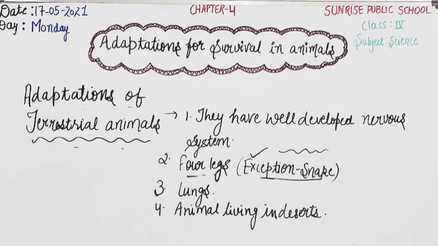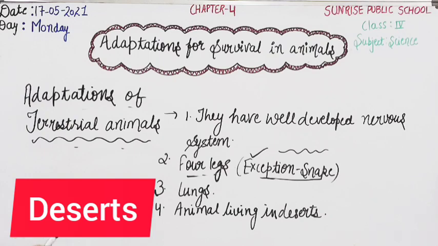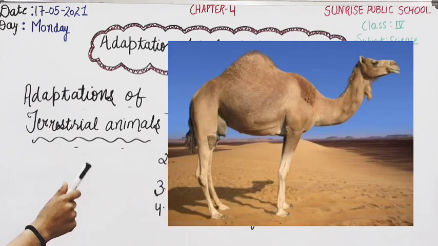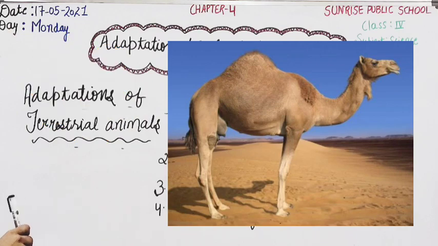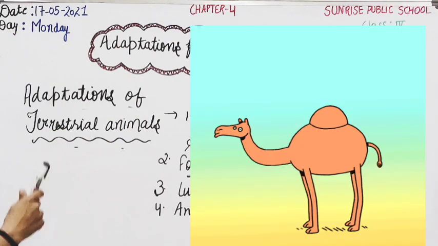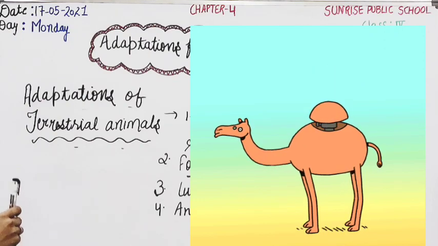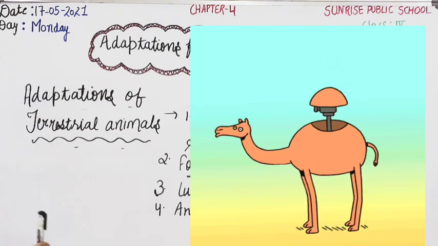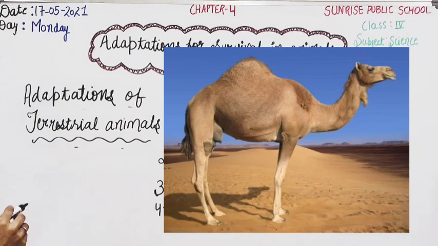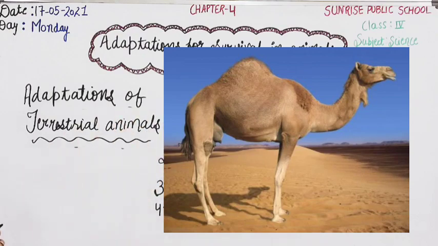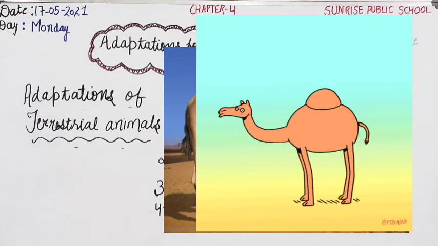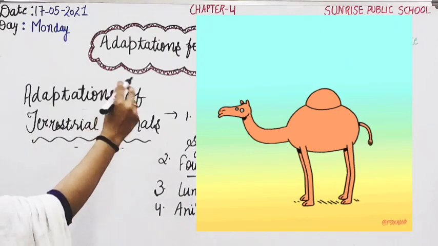Animals living in deserts have a thick skin with very little hair on it. Their skin protects them from the burning heat of the sun. Some of these animals, like the camel, have a special organ to store water because water is not easily available in deserts. You can see the picture of the camel. They can store fat in the hump.